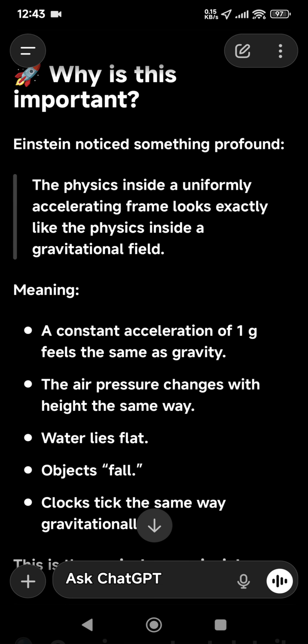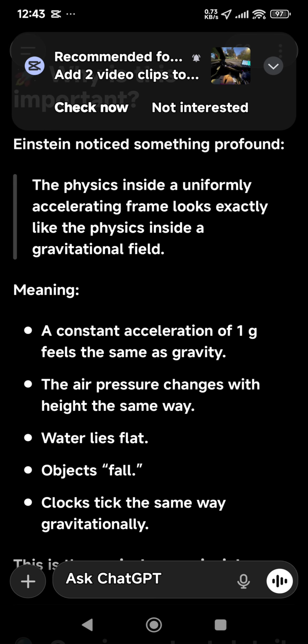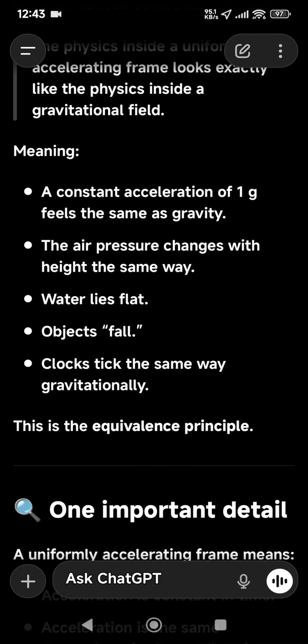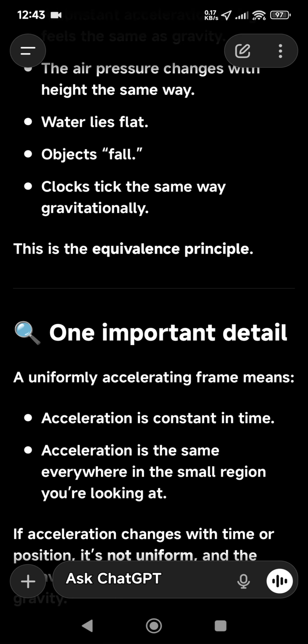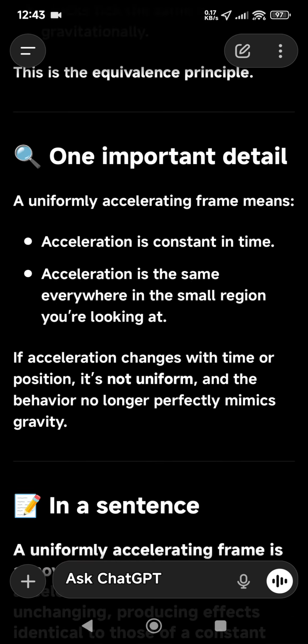Why is this important? Einstein noticed something profound. The physics inside a uniformly accelerating frame looks exactly like the physics inside a gravitational field. A constant acceleration of 1g feels the same as gravity. The air pressure changes with height the same way. Water lies flat. Objects fall. Clocks tick the same way gravitationally. This is the equivalence principle.